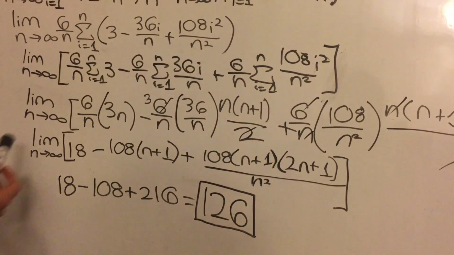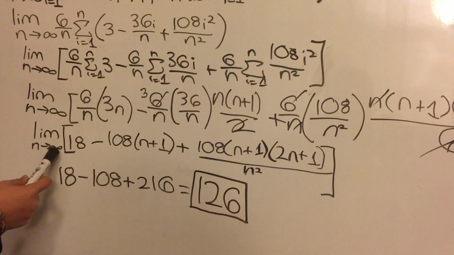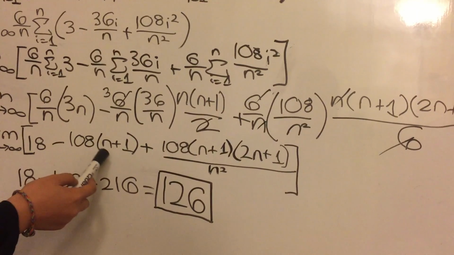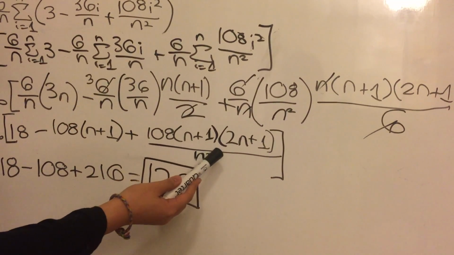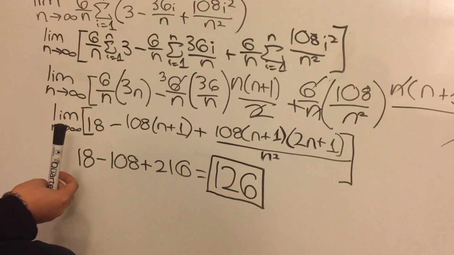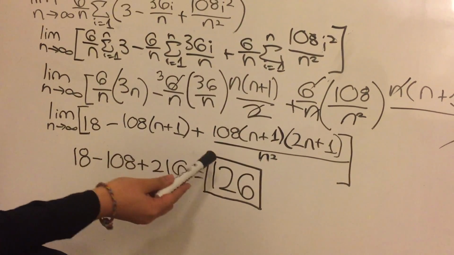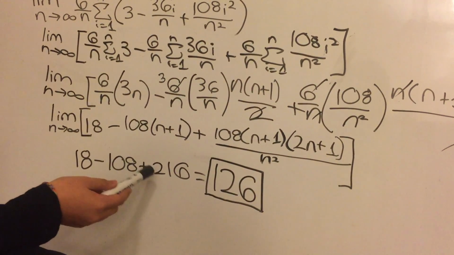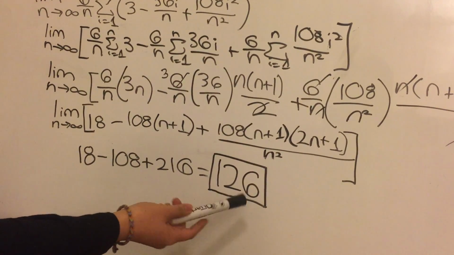From here, you would just continue simplifying, and you'd have limit as n approaches infinity of 18 minus 108 times quantity n plus 1 plus 108 times n plus 1 times 2n plus 1 over n squared. And since this is a limit problem, you don't really have to distribute fully. You just have to know that these would all cancel out, and you'd get 18 minus 108 plus 216, which would be 126 as your final answer.